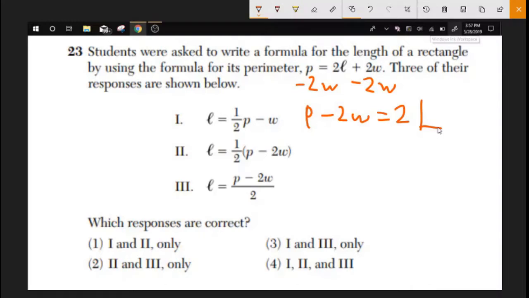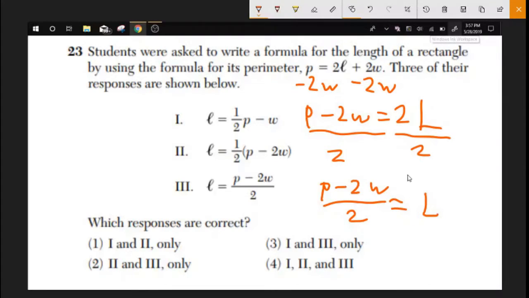Let's make it a capital L, that way we don't confuse it with a 1. And now to get the L by itself, we divide by 2, and now we have P minus 2W over 2 is equal to L. Okay, so we can already tell that P minus 2W over 2 is the same thing as number 3, so we know that one's correct. And now we have to evaluate for the other ones.